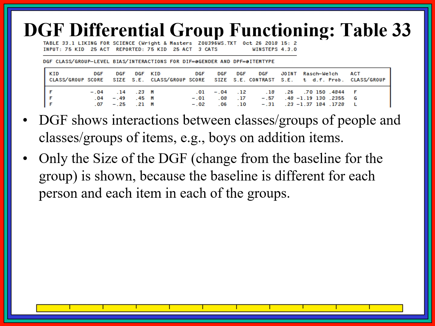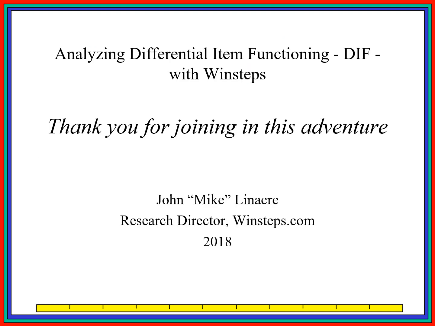Winsteps also can produce differential group functioning, table 33, where we can get a profile of the performance of each group of persons on each group of items. Here there isn't a baseline measure, there's just a difference, a DGF size. This is because each person in the group has a different ability, each item in its group has a different difficulty, so all we can report is the overall shift. And that's what table 33 does.